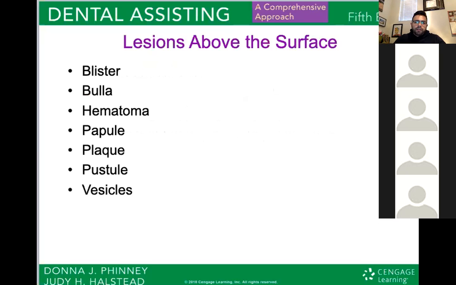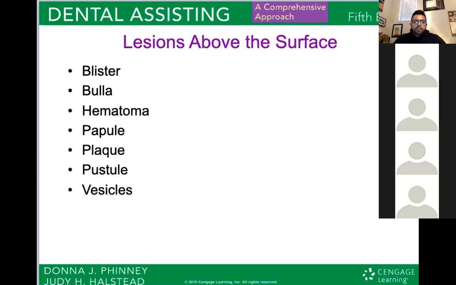So lesions above the surface include the following, all these different lesions from blister all the way to vesicles. A blister is a raised area, usually oval or circular in shape, that is fluid filled, and fluid leaks from the blood vessels to underlying layers of the skin following some type of trauma, such as a burn. It can be friction or disease. Fluid also protects the damaged tissue from further damage. And a bulla is a large fluid-filled blister that's usually greater than 1/2 of an inch in diameter.